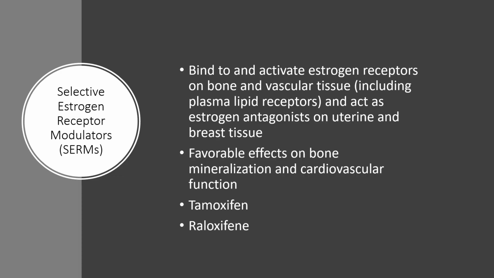Now we're going to move into the SERMs, the selective estrogen receptor modulators. How these drugs work is they bind to and activate estrogen receptors on bone and vascular tissue, including the plasma lipid receptors, and act as estrogen antagonists on the uterine and the breast tissue. So they're selective estrogen receptor modulators. They're only eliciting their agonistic effect on the bone and the vascular tissue, and they are antagonists on the uterine tissue and the breast tissue. So they have favorable effects while reducing the potential carcinogenic effects of estrogen on breast and uterine tissues.